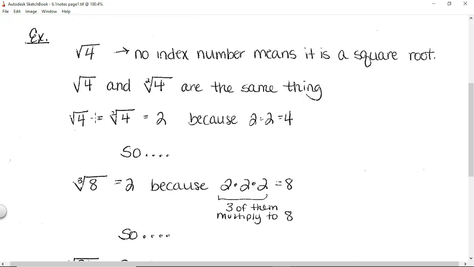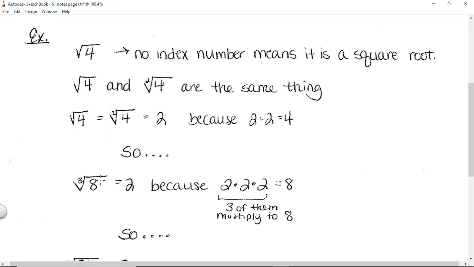And so what is the square root of 4? Well, we have it here. The square root of 4 written without the index is the same thing as square root of 4 with the index. And what is that? It's 2. Okay? Because 2 times 2 equals 4. So it's the number that times itself when multiplied just 2 times equals 4. Okay, and that's because of this 2. We're looking for the number that multiplied twice equals 4.